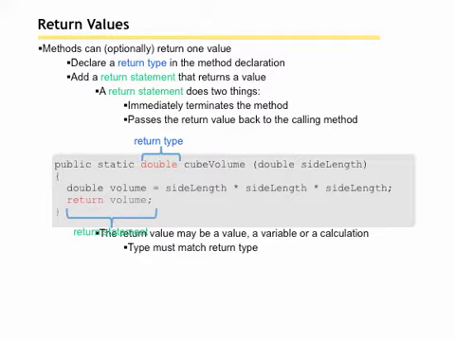The return statement does two things. It immediately terminates the method. It's kind of like landing on go to jail in Monopoly. You go directly to jail, do not pass go, do not collect $200, go directly to jail. So the same is true. The return statement immediately terminates the method and passes the value back to the calling method.